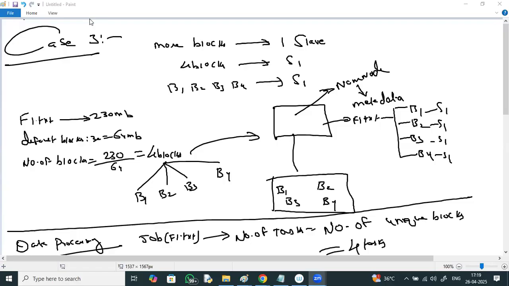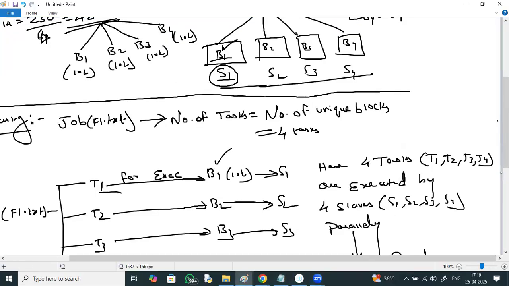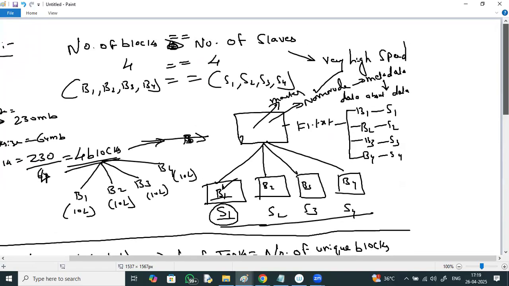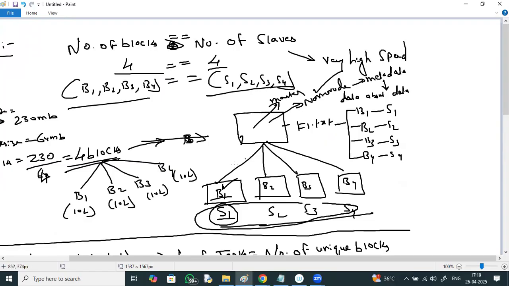But here I got two queries. In case 1, the number of blocks is 4 and the number of slaves is also 4. 4 blocks, 4 slaves. As these are machines, 4 machines are running parallelly, executing 4 tasks: T1 task to S1, T2 task to S2, T3, and T4. T1 executes B1, T2 executes B2, T3 executes B3, T4 executes B4. So 4 systems are executing 4 tasks parallelly.